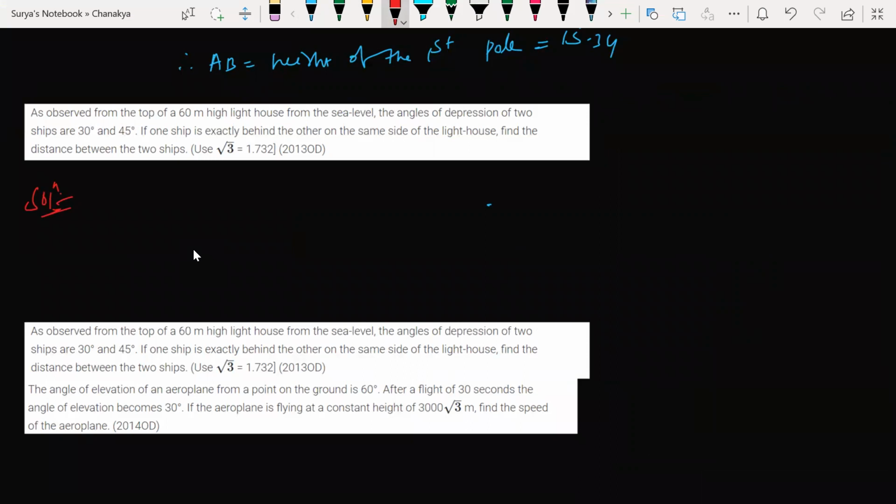As observed from the top of the 60-meter height lighthouse from the sea level, the angles of depression of two ships are 30 and 45. If one ship is exactly behind the other on the same side of the lighthouse, find out the distance between two ships. Sir, I'm getting 43.92 meter. Yes, sir, same. I forgot to subtract. 43.92 is the right answer.